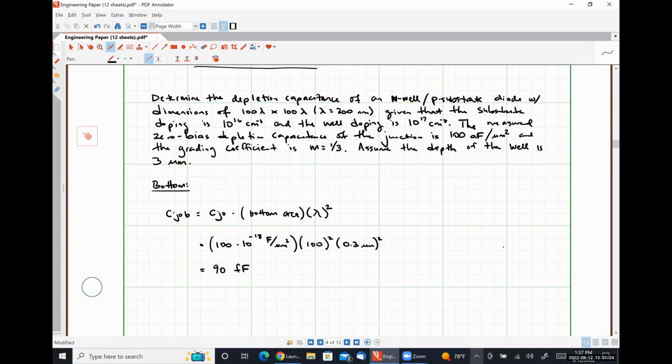So based on how we figured out what this bottom capacitance is, I want you guys to tell me how you think we might solve for the sidewall capacitance.